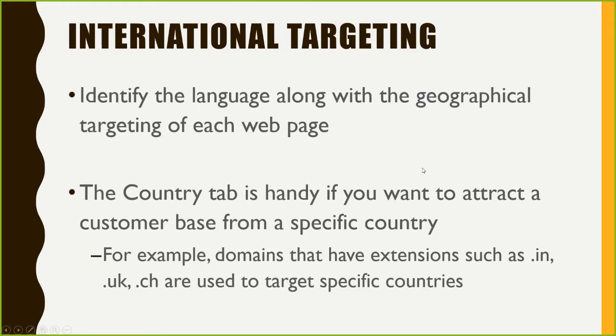International targeting is a really cool way to figure out how to make your website a bit more localized. And remember, localization was that aspect of being local to a person's current area. Essentially, what this will do is identify the language along with the location of each web page. And with international targeting, you can go ahead and determine your website to target certain countries. So as you can see here, if you add in the .uk, that will help you target the United Kingdom.